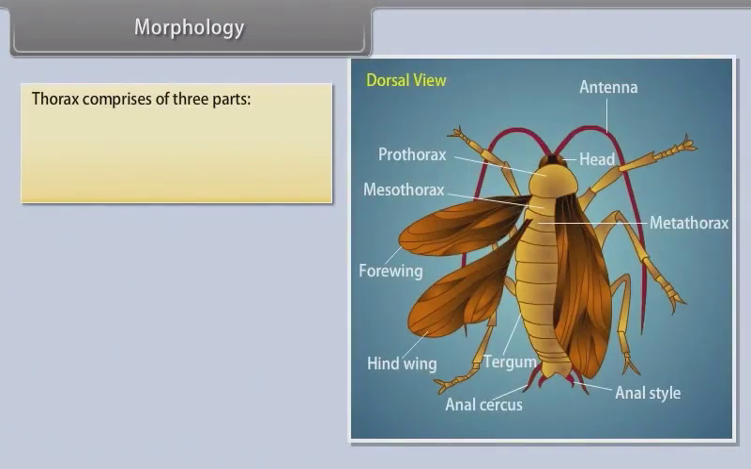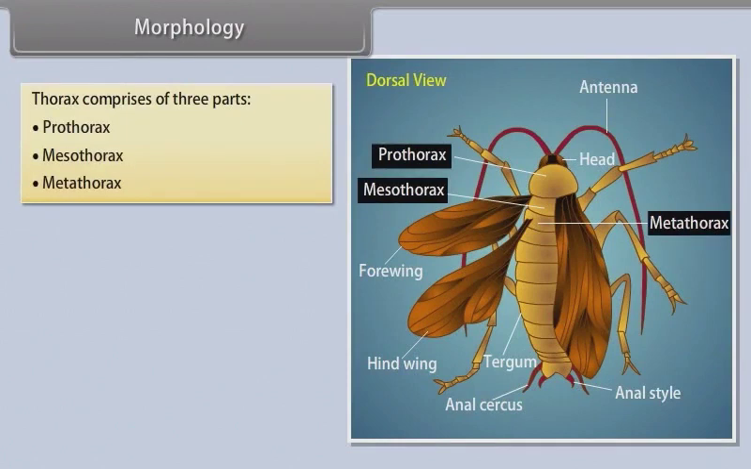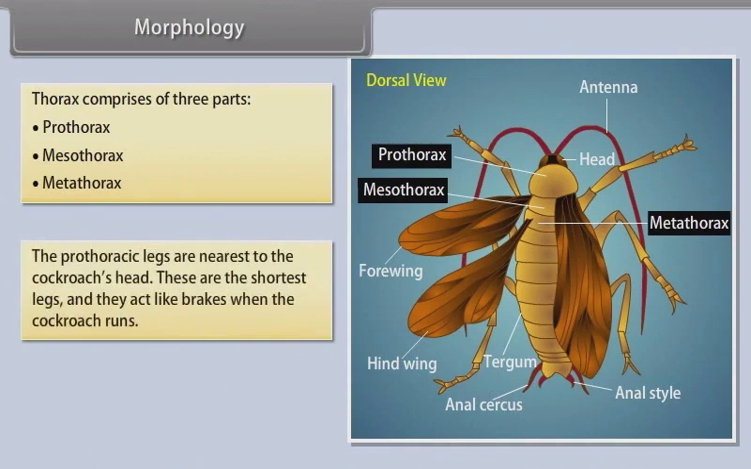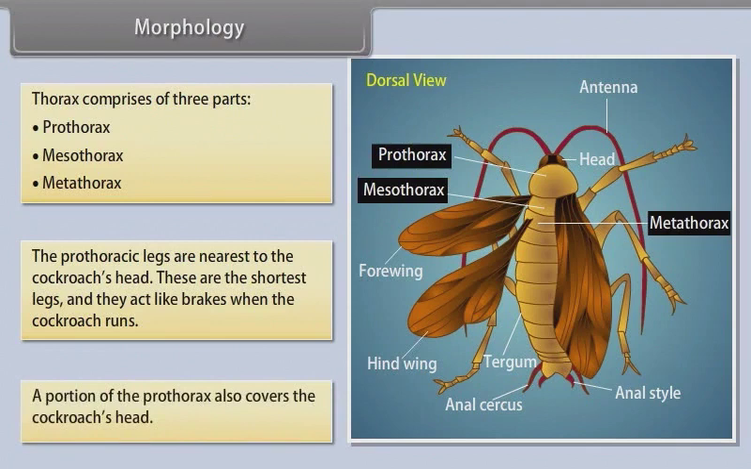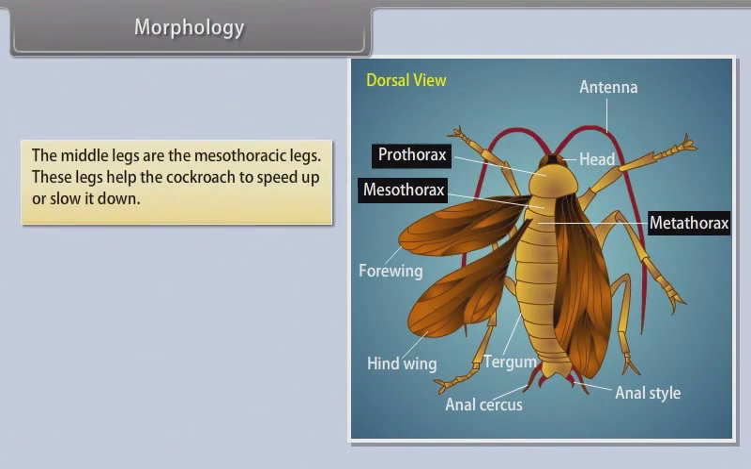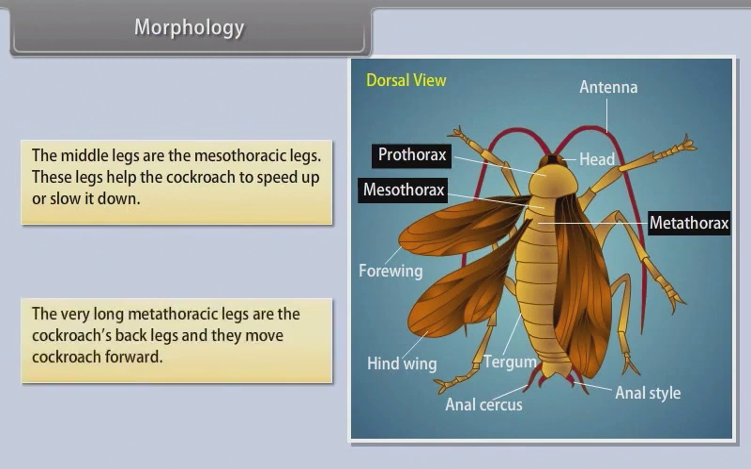The thorax comprises 3 parts: prothorax, mesothorax, and metathorax. The prothoracic legs are nearest to the cockroach's head. These are the shortest legs and they act like brakes when the cockroach runs. A portion of the prothorax also covers the cockroach's head. The middle legs are the mesothoracic legs. These legs help the cockroach to speed up or slow down. The very long metathoracic legs are the cockroach's back legs and they move the cockroach forward.